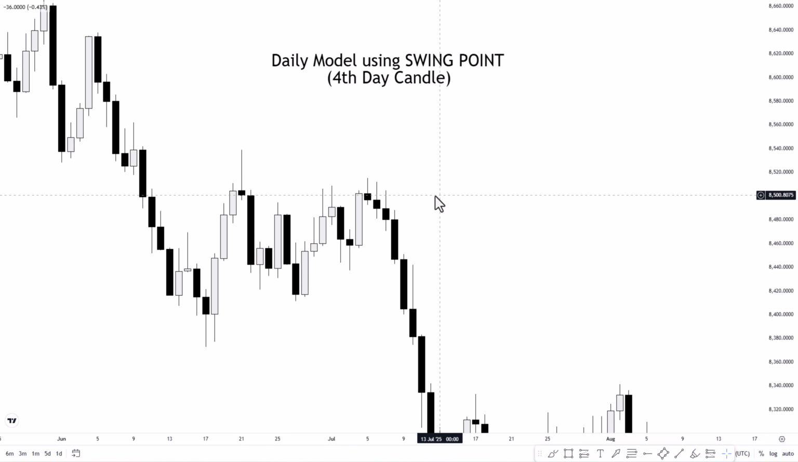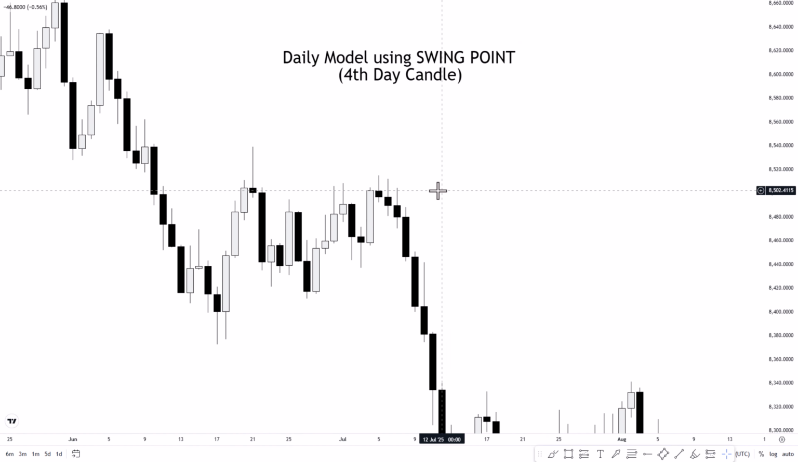Hi, welcome back to another interesting video on the daily model using swing points, the fourth day candle. So here is the model I use, and I usually start from the daily time frame. From the title, we can see that we have swing points, and whenever you see a swing point formation, it is an indication that price is going to reverse. So this model is basically trading the continuation after a reversal.